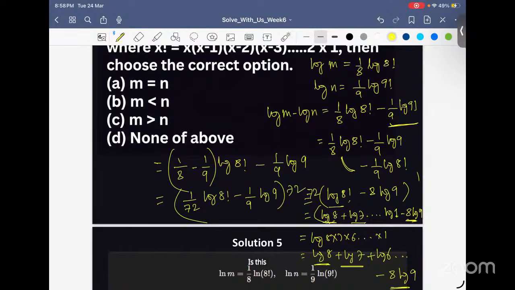Is this clear to everyone? Yes, sir. We have taken log 9, obviously it would be greater than log 8, log 7. Correct. So that's why this value m minus n will be negative.